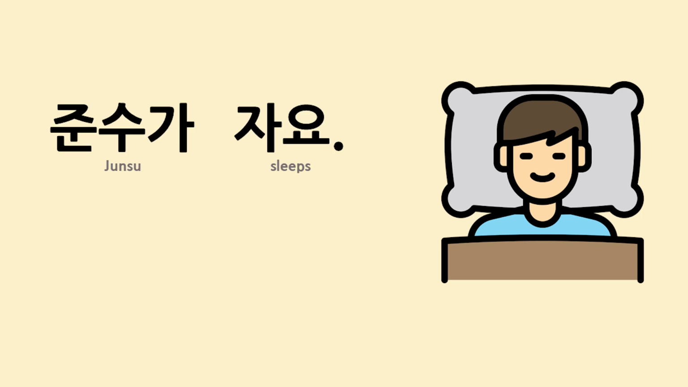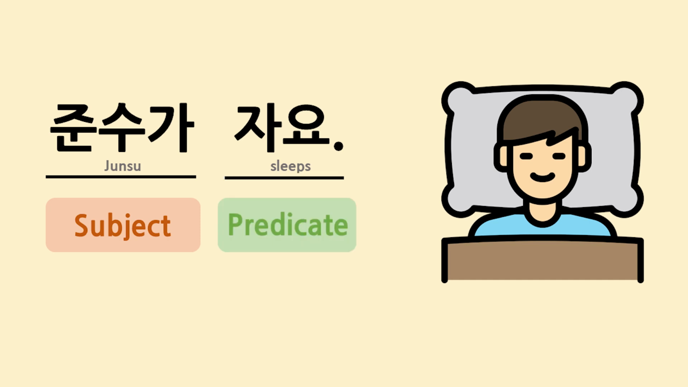준수 sleeps. 준수가 자요. 준수 is the subject of the sentence and 자요, sleep, would be the predicate. The predicate is the part of a sentence which tells something about subject, and it could be either verb or adjective, like sleeping, eating, beautiful, big and small.